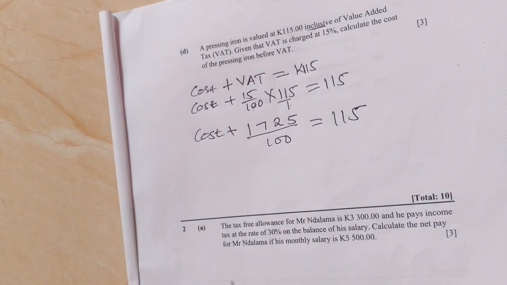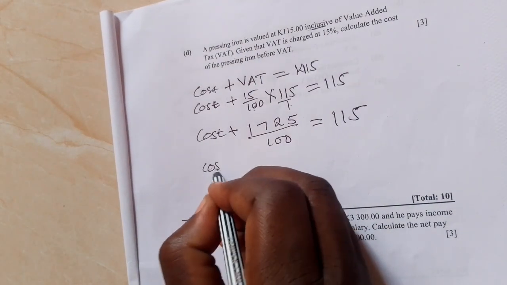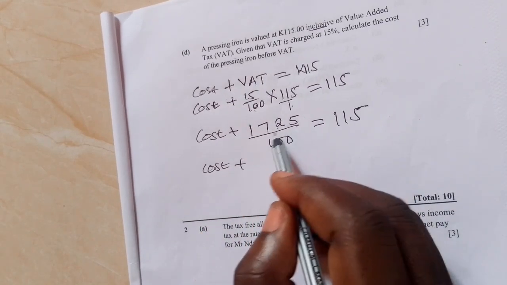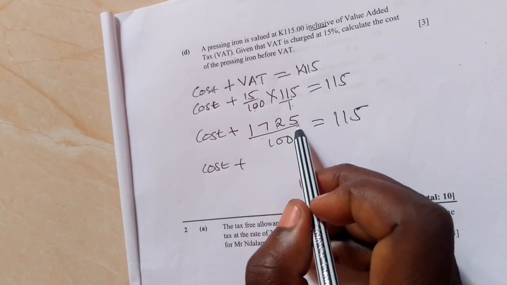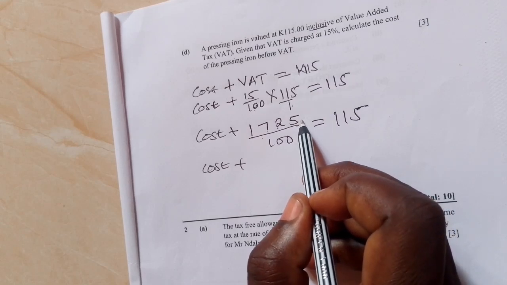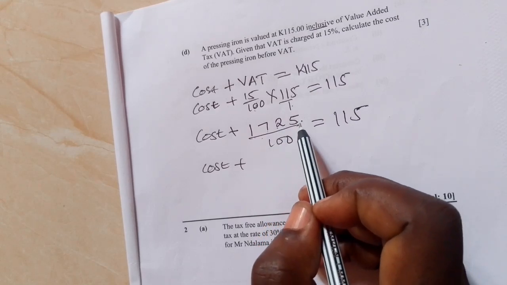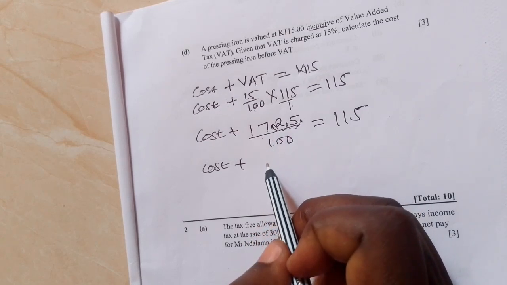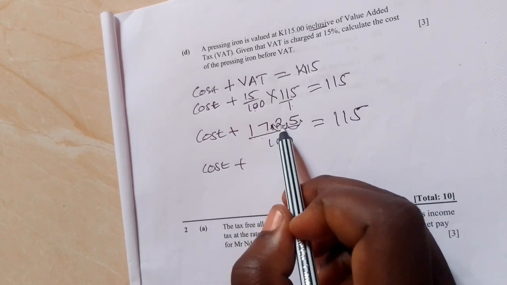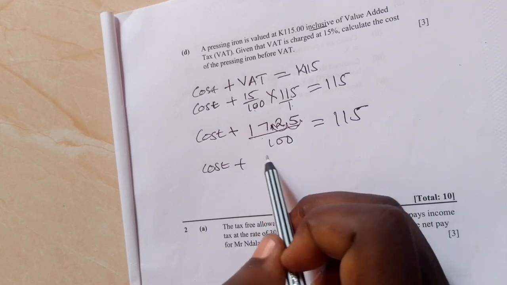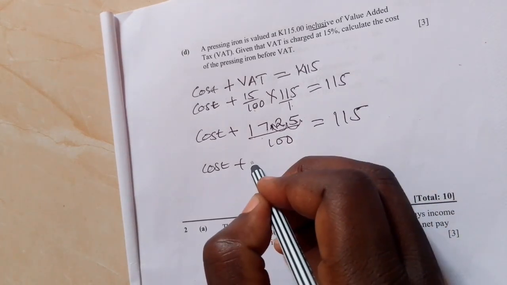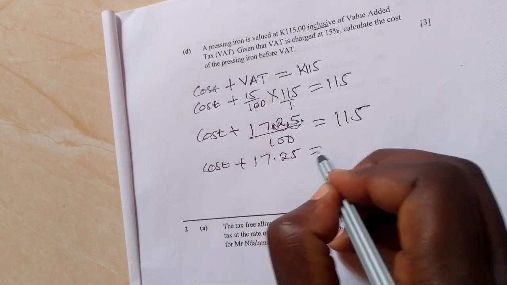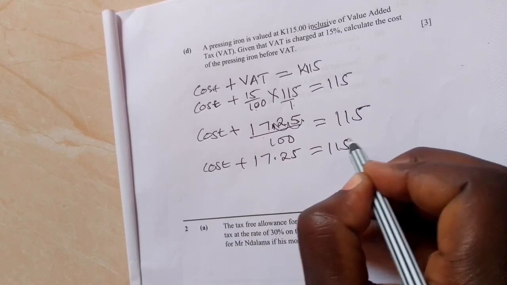Okay, so cost plus 1725 divided by 100. So the point is at the end, you just move the point 2 times. So 1, 2. Okay, so in short, when we say 1725 divided by 100, the answer is 17.25, is equal to 115.